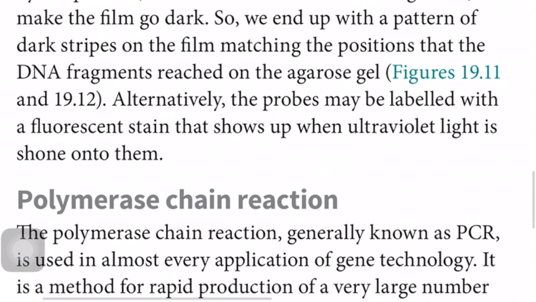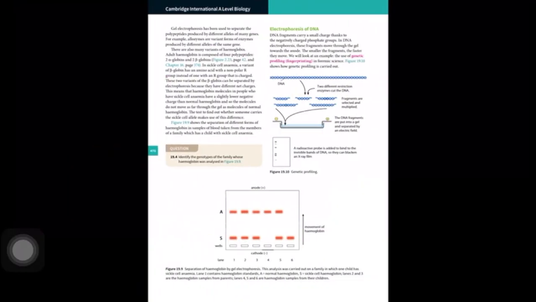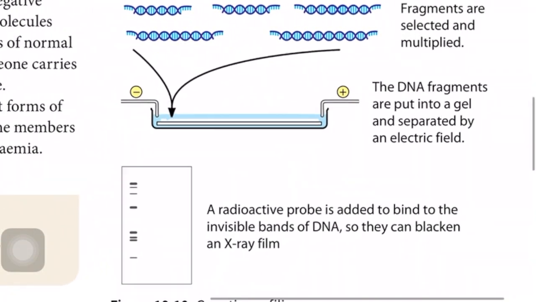So we end up with the pattern of DNA strands in the film matching the position that the DNA fragments reached on the agarose gel. Alternatively, the probes may be labeled with fluorescent stains that show up when ultraviolet light is shone on them. Yeah, there are alternatives, and I've already explained here. See, after that we had probes.